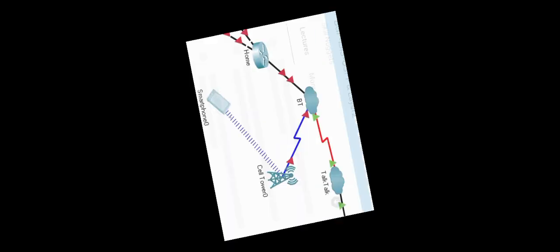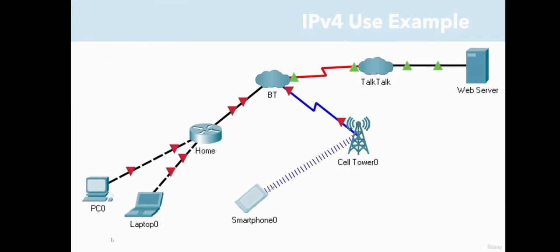Okay, so here's just a little IPv4 example. Imagine this router here is your home network. This interface here will be given a public IP address from your internet service provider. We're going to say it's BT, or British Telecom, in this case. And this router will take that public IP address and keep it only on that interface. Everything behind it, all of these devices, your PC, your laptop, will all be given private IP addresses, and that's absolutely fine. The PC and the laptop can communicate with each other on their private IPs.